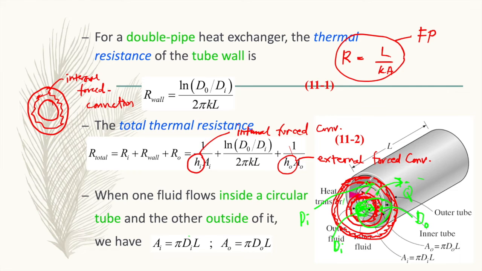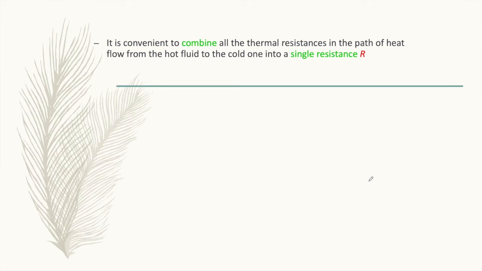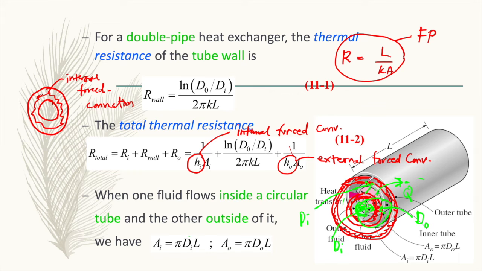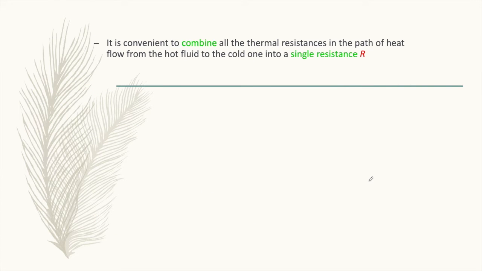So this is the figure, the same as what I've told you before for the inner tube and outer tube. It is convenient to combine all the thermal resistance in the path of heat flow from the hot fluid to the cold one into a single resistance. Now we have R total is Ri plus R wall plus Ro. So we have R total terms. Now we want to combine all those R into a single resistance.